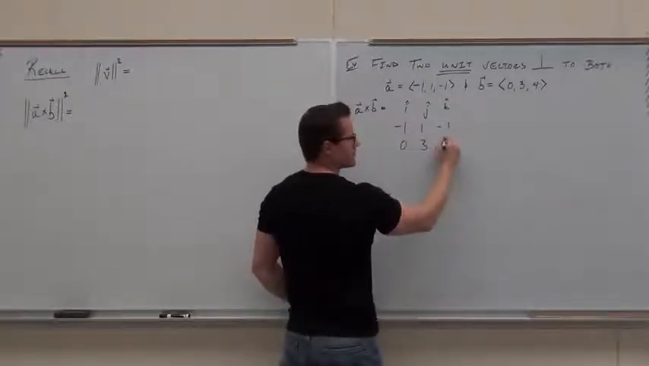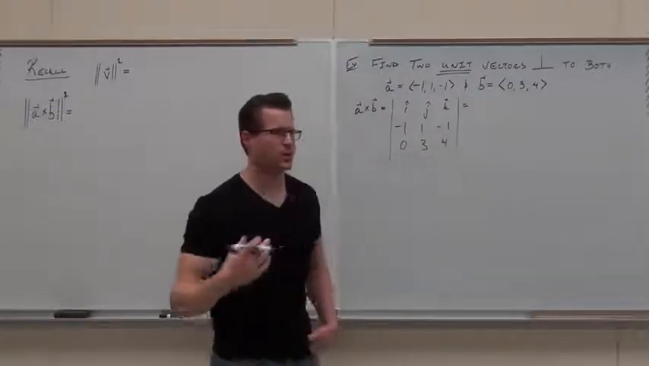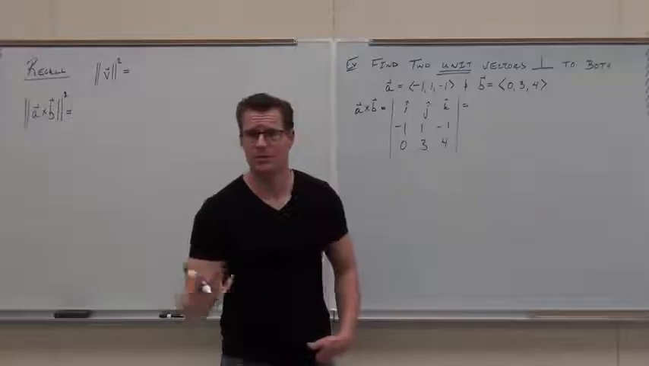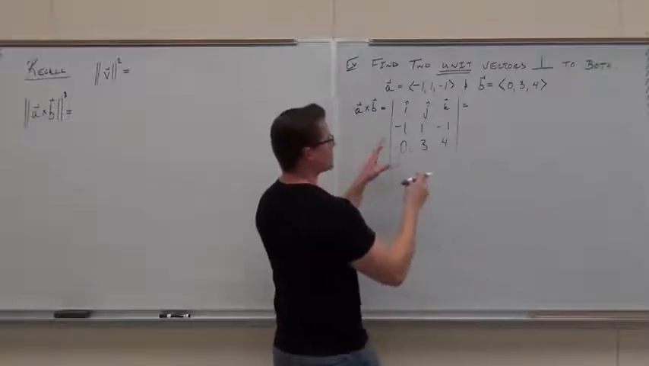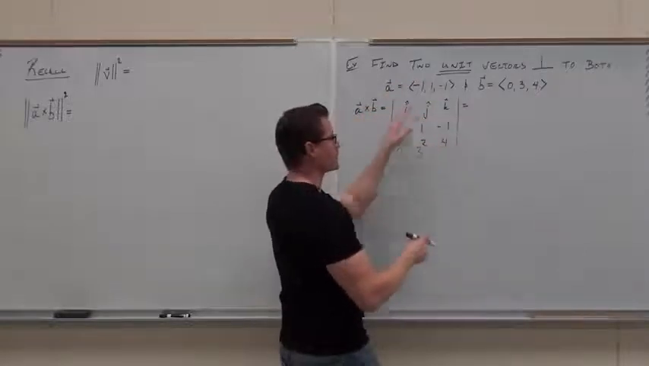I'm really careful not to forget any signs. I want to be pretty organized in my work. I also don't want to do a whole lot of shortcuts because I know myself. I know I'm going to make some mistakes on signs if I do. So the way we do it, okay, double check: -1, 1, -1, 0, 3, 4. We got that. We got I, J, and K.